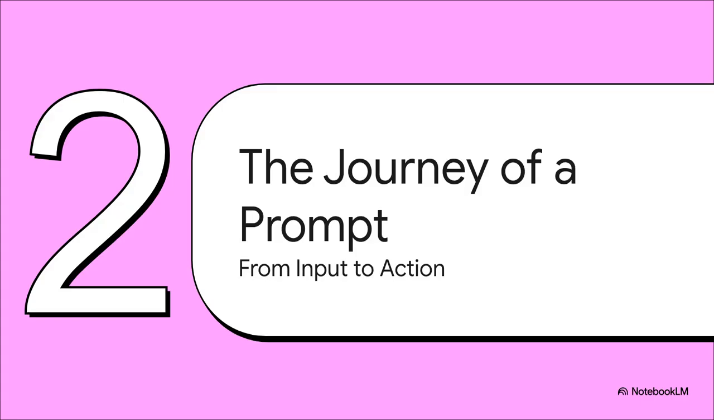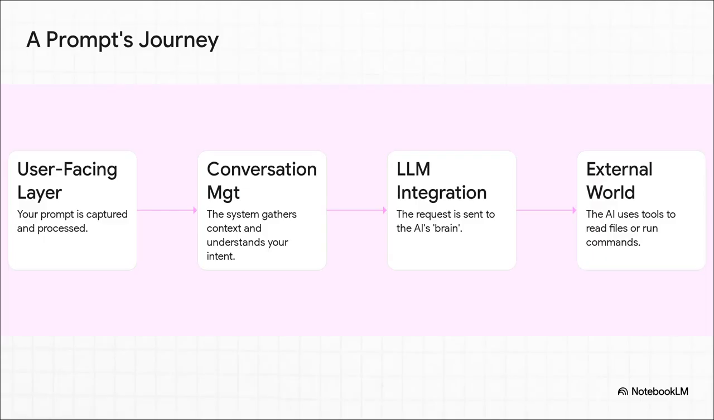Okay, so to see how they actually solve those challenges, we're going to do something cool. We're going to follow a single prompt on its entire journey through the system, from the exact moment you type it in to the moment the AI actually takes action. So this journey has four main stops. First up, it starts at the user-facing layer. That's your terminal, your IDE, wherever you're typing. From there, it moves into conversation management, which is basically the part that figures out what you actually want.